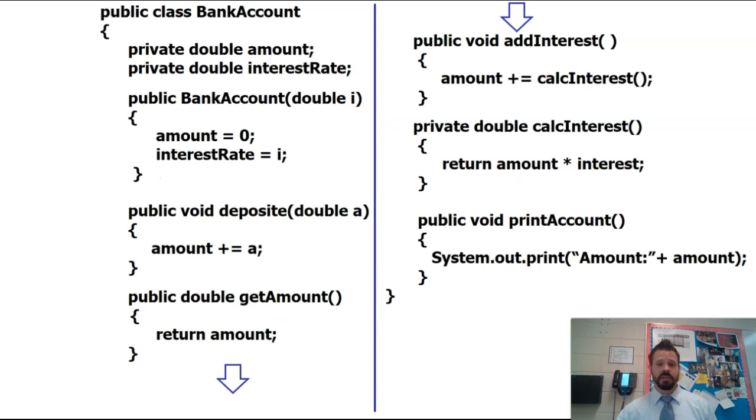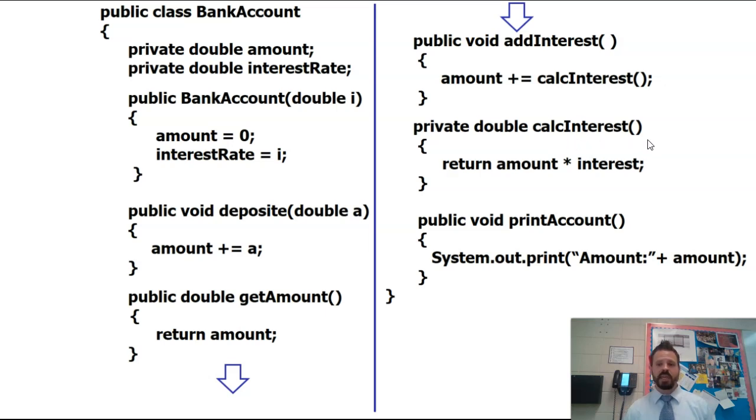Now, if I flip back to the definition of my bank account class, notice both my instance variables, amount and interest rate, are private, meaning that other classes cannot access this information directly. But we can set it up through public constructors and then change those values, such as with the public deposit method. We can get the value with the public get amount method. So typically your constructor and methods are all public, except in this case, notice I do have one private method. It's a calc interest method.